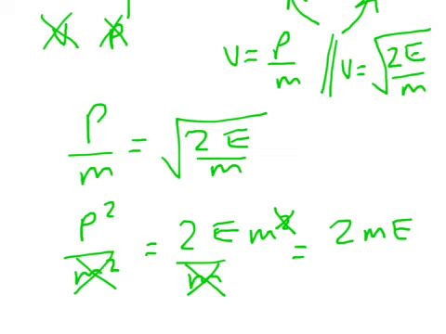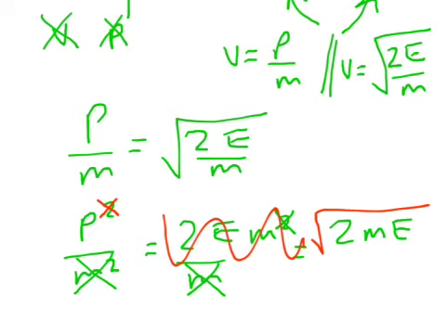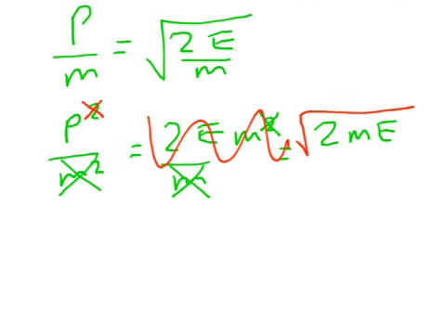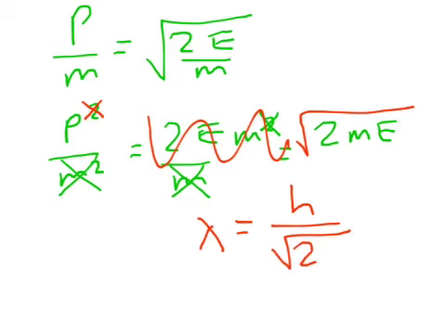Getting rid of the square, we take the square root. So we're ignoring this part now, and we end up with p equals square root 2mE, which is exactly what we're aiming for. Then we just substitute into our original formula, where we end up with wavelength equals Planck's constant over square root 2mE. And that's the first question done.